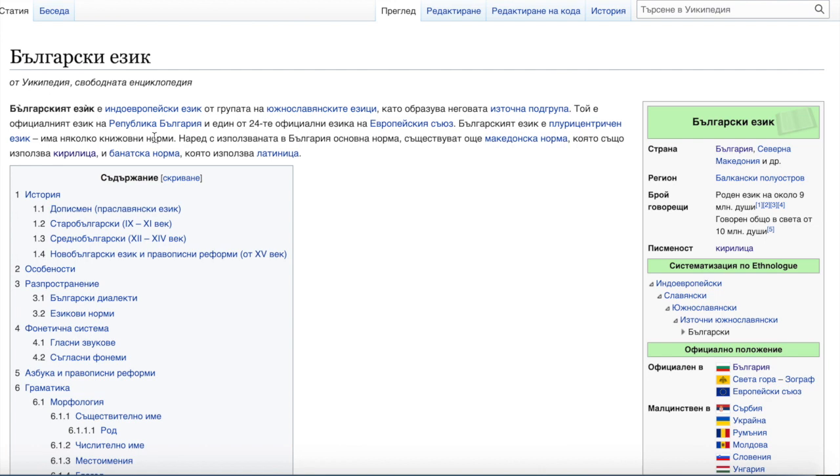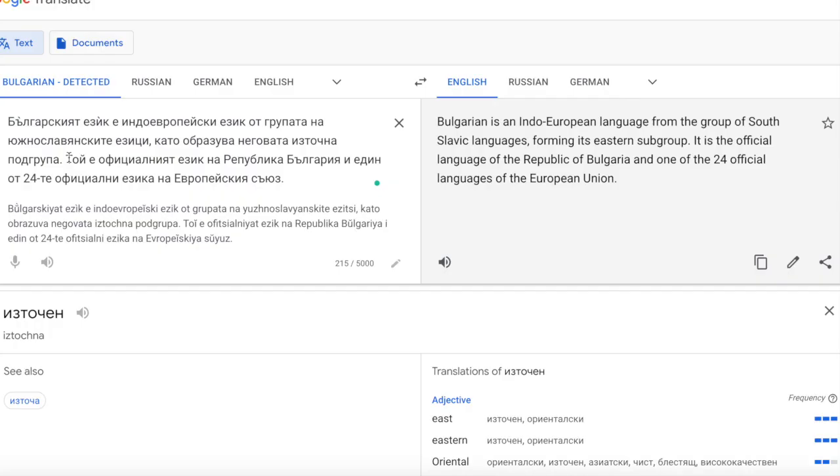of the, in the Bulgarian Republic, and one of the 24 official languages of the European Union. I think this means this preposition, which would be "on" in Russian, seems to be either "in" or "of" in Bulgarian. This is the official language. That was pretty easy, actually. Yes, I got that right.